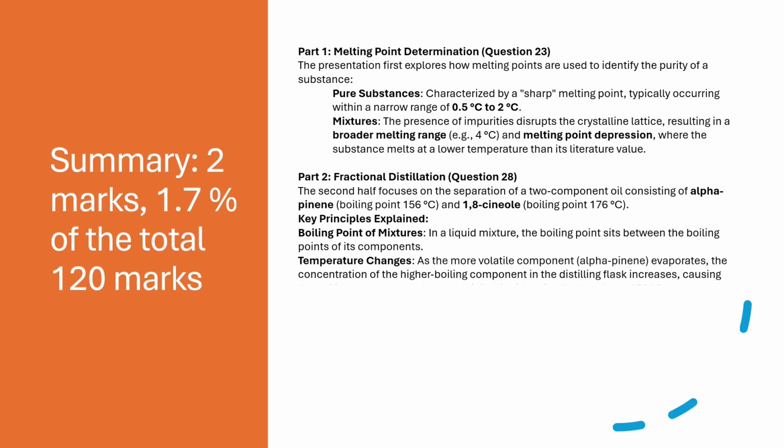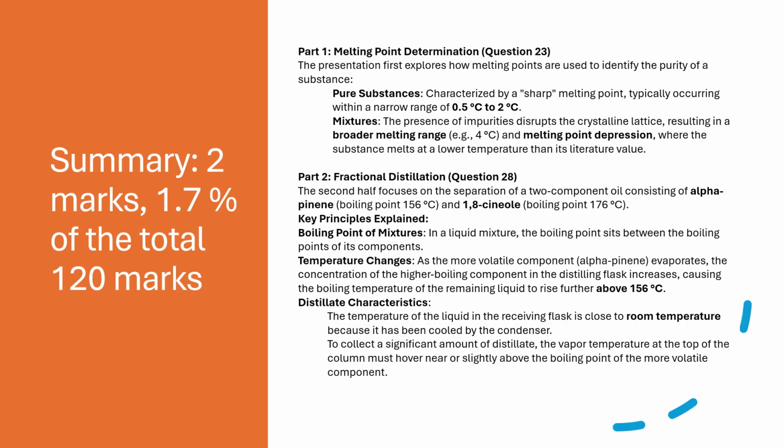Temperature changes. As the more volatile component, alpha-pinene, evaporates, the concentration of the higher boiling component in the distilling flask increases, causing the boiling temperature of the remaining liquid to rise further above 156 degrees Celsius. Distillate characteristics. The temperature of the liquid in the receiving flask is close to room temperature because it has been cooled by the condenser. To collect a significant amount of distillate, the vapor temperature at the top of the column must hover near or slightly above the boiling point of the more volatile component.